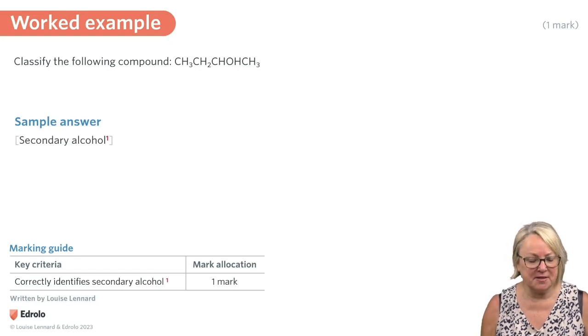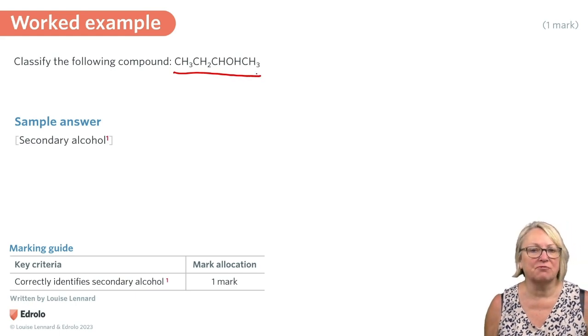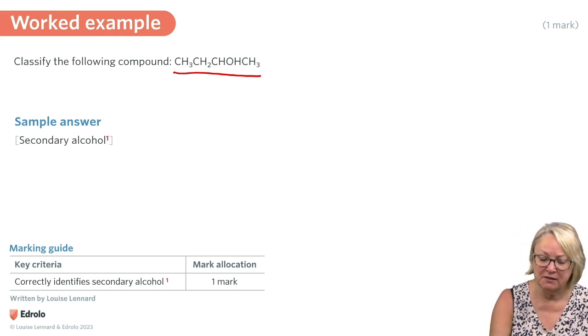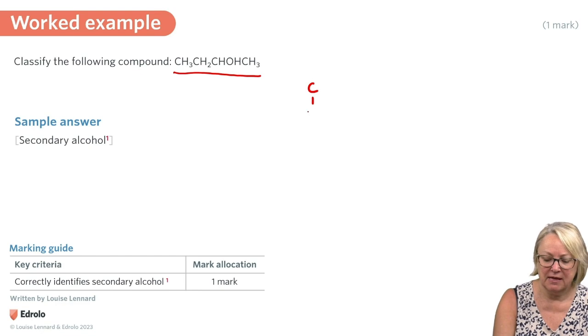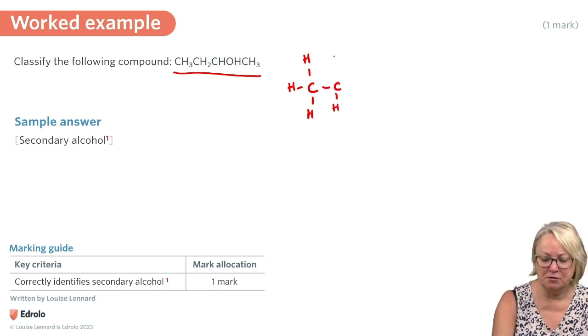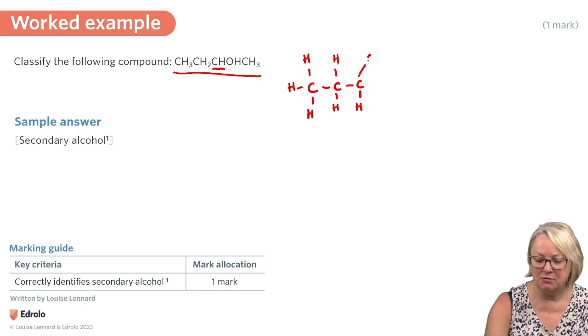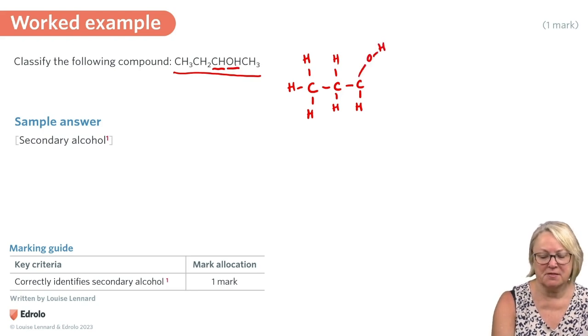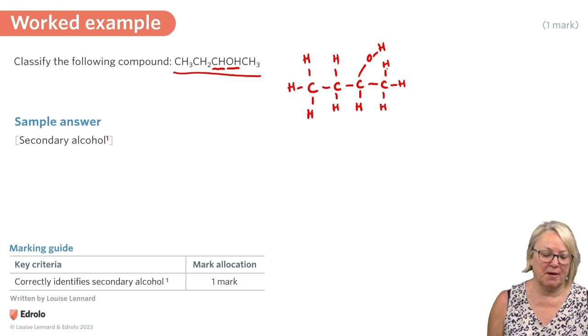Okay, let's look at a worked example. We need to classify this compound. Now, this is written as a semi-structural condensed formula. Let's draw the structure to make it easier to see. We start off with the first carbon, and it's bonded to 3 hydrogens. So that's our methyl group. Then there's a carbon that is itself bonded to 2 hydrogens. Then we have a carbon that's bonded to a hydrogen, but also to an O and an H. That's the hydroxyl part. And then a carbon that is bonded to a final methyl group.